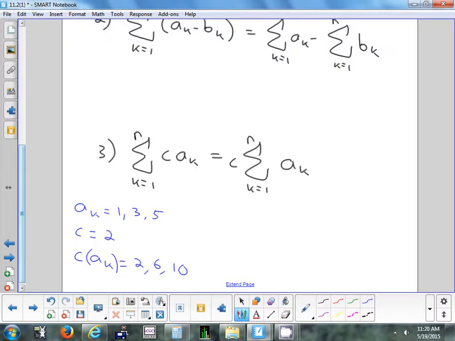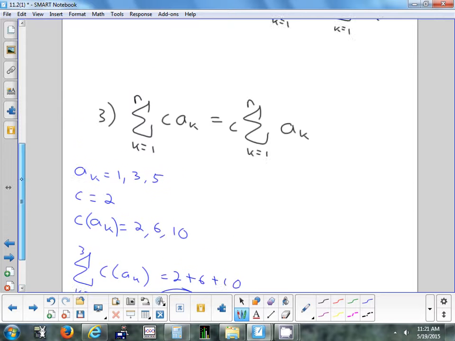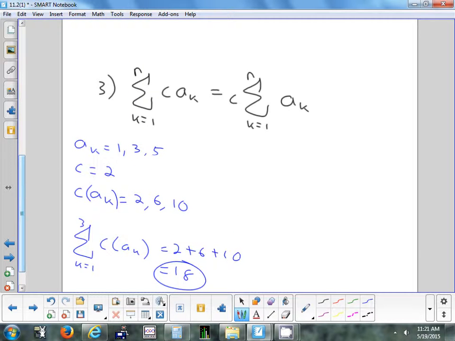Now I'm going to add up everything in that new sequence. So add up the first 3 terms in the sequence I just created. 2 plus 6 gives me 8. 8 plus 10 gives me 18. So that's one way to do it. I think this is kind of the slow way, because you had to take C and distribute it to every term. Watch what you can do if you do it the way that's on the right. Take your sequence A sub k, 1, 3, 5, and basically do this part first. Just add everything up in your sequence.